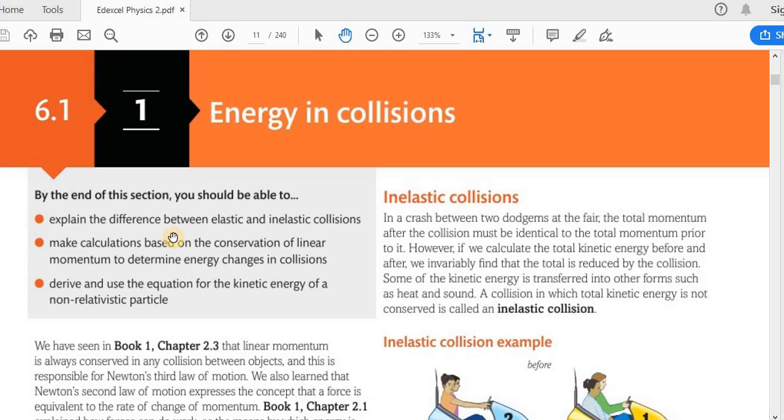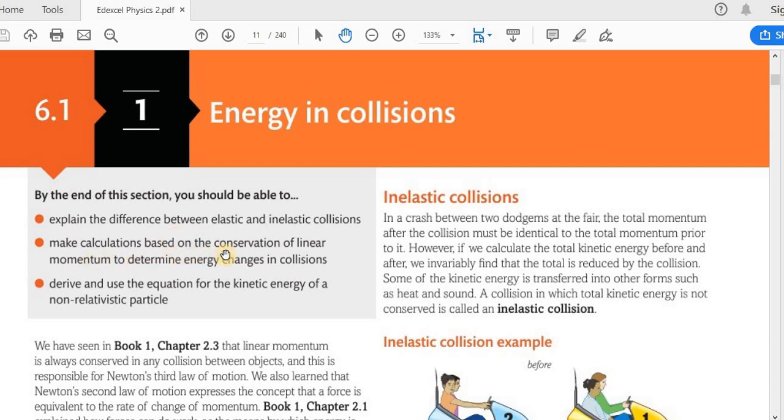Okay, so we will learn what an elastic collision is. In an elastic collision the kinetic energy is conserved. That means the total kinetic energy before collision is equal to the total kinetic energy after collision. Then if it's inelastic, it's not conserved. So we will learn the details afterwards.